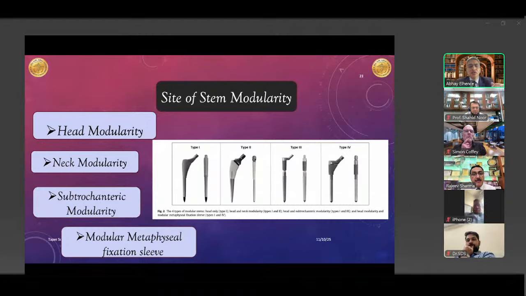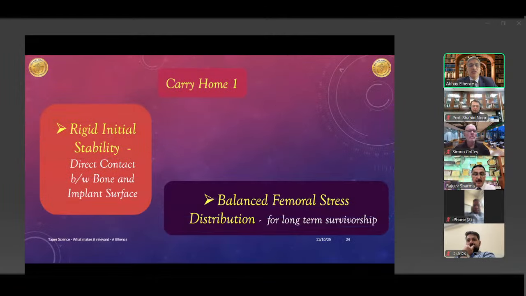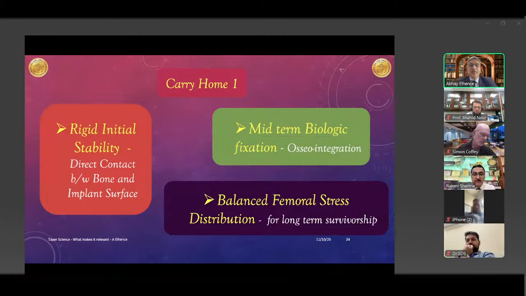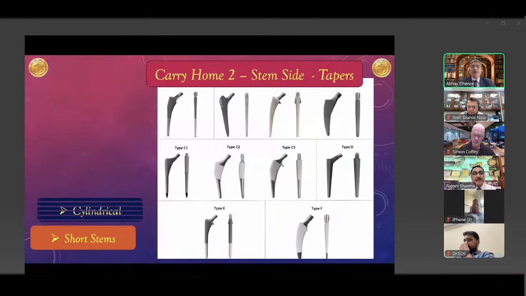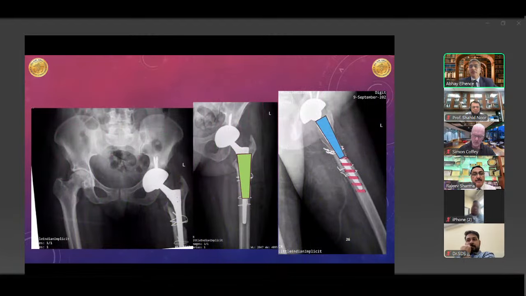It suffices here to say that the modularity can be provided at the head-neck junction, neck, subtrochanteric region, or the modular metaphyseal fixation sleeve level. So the take home for this brief would be that stems need to provide rigid initial stability, midterm biologic fixation, and a balanced femoral stress distribution. And therein comes the need to identify the kind of stem, the taper that we will use based on the geometry of the femur that we come across.